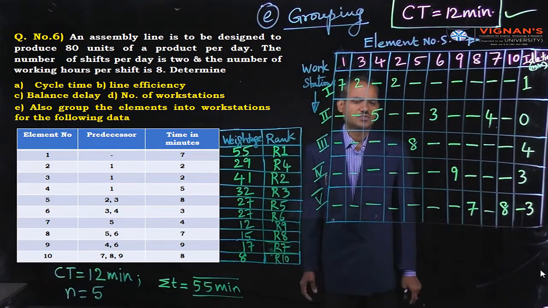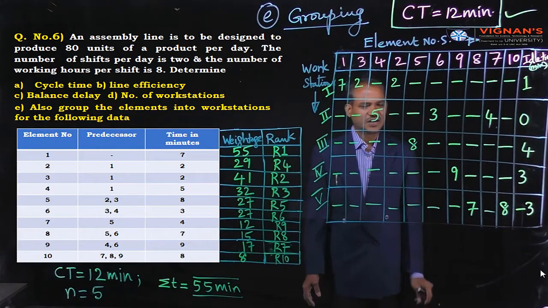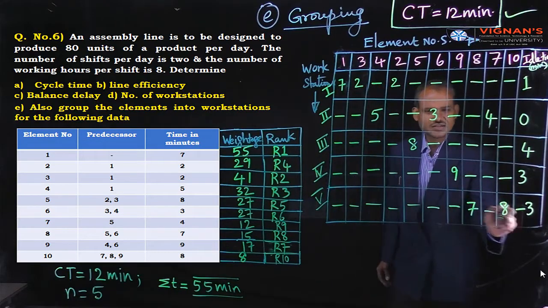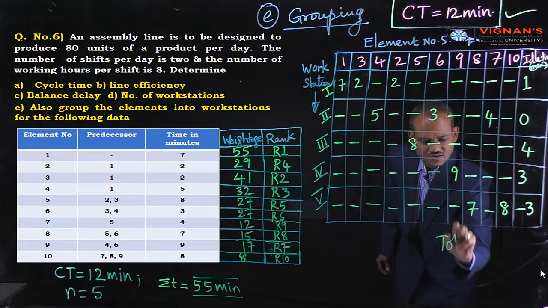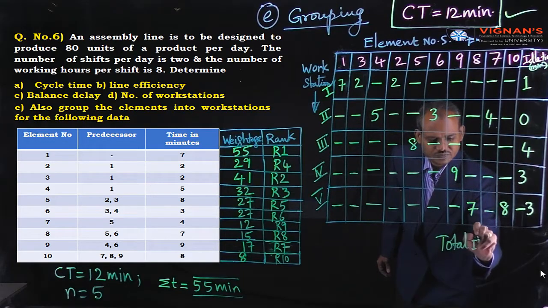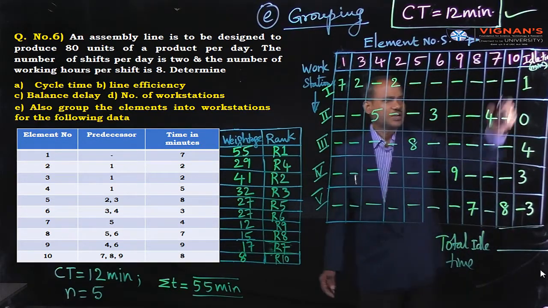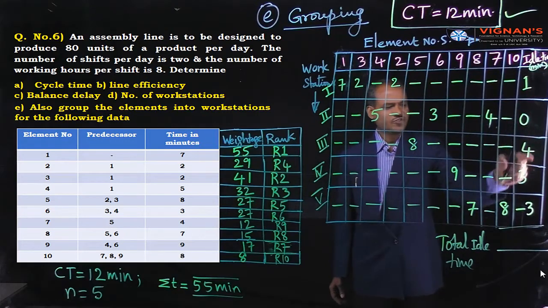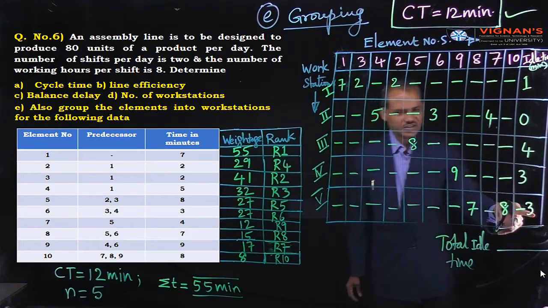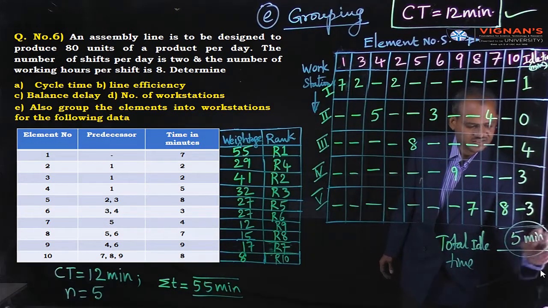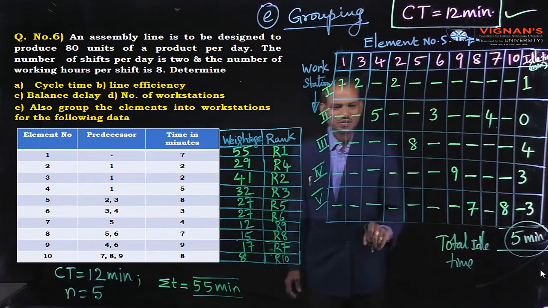Likewise, we have calculated idle times at each workstation. Finally, calculate the total idle time of all the workstations. Simply add all these values. 1 plus 4, 5. 5 plus 3, 8. 8 minus 3, how much? 5. 5 minutes is the total idle time of all the workstations.